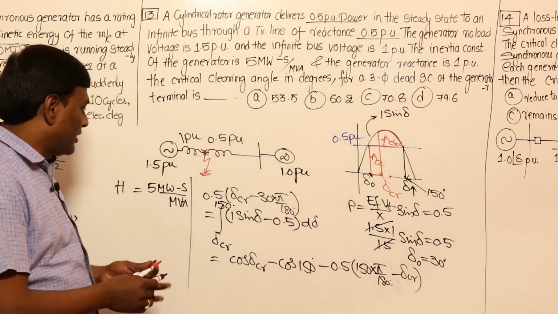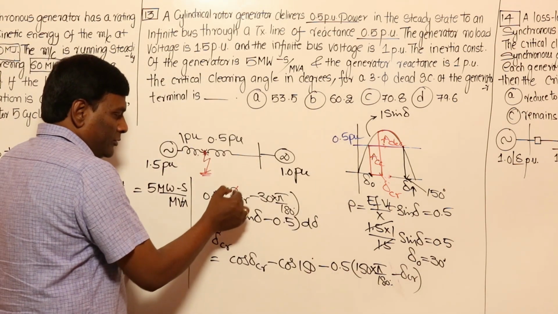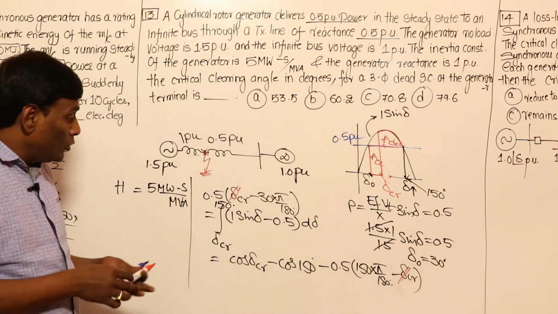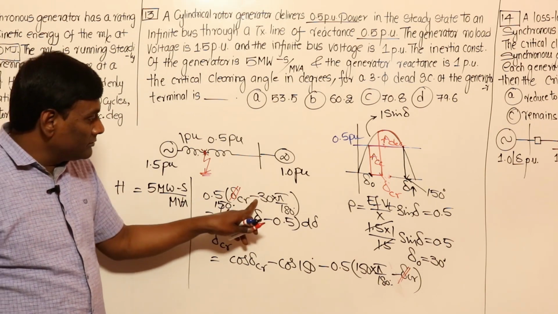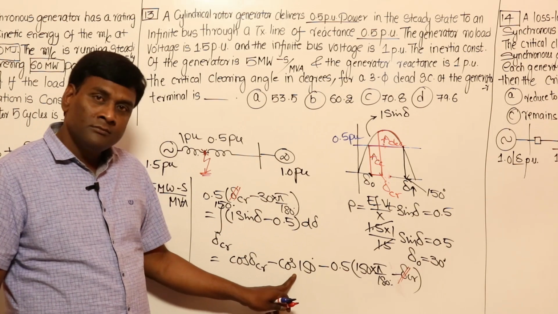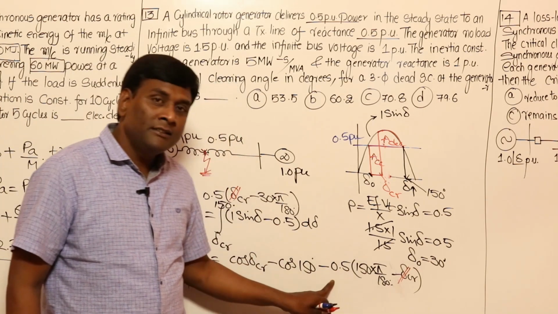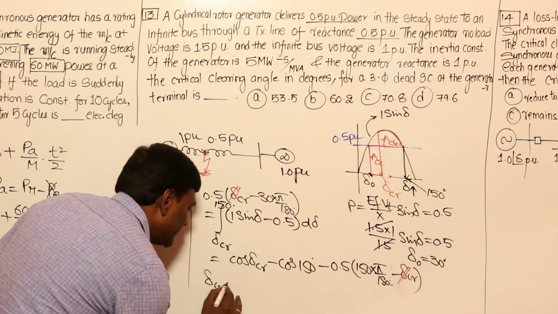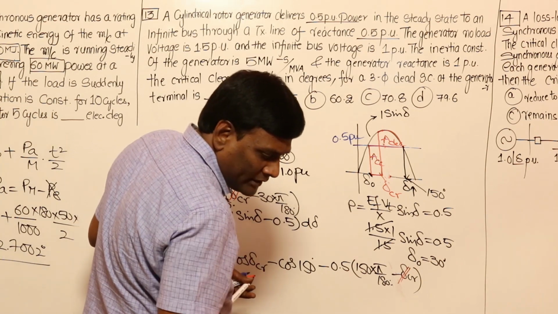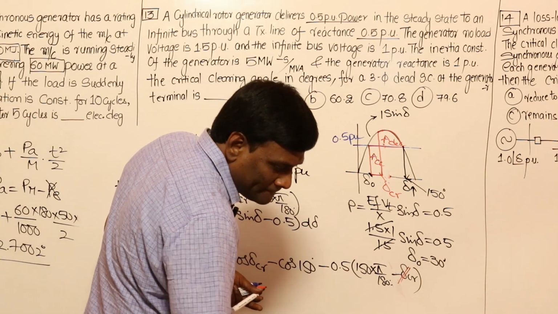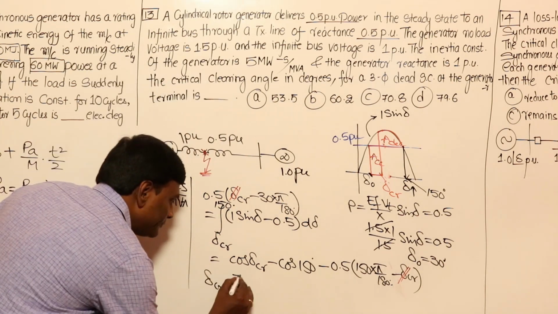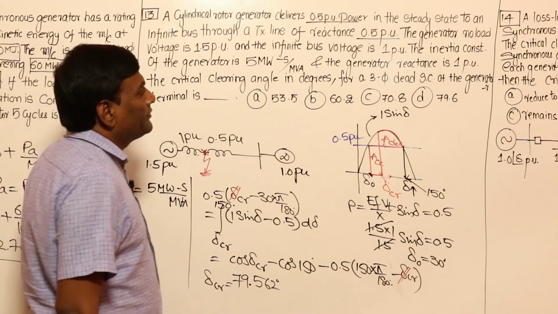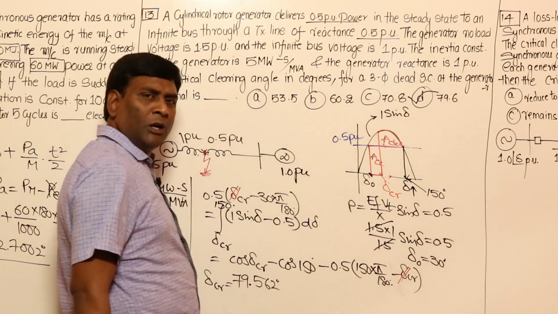Problem solved. Because here 0.5 into delta CR, minus into minus, plus 0.5 delta CR will get cancelled. So what is unknown now? Here on the left hand side, 0.5 something, some constant. On the right hand side, constant. Delta CR has to be found. So calculate delta CR, equal to cos inverse of something will come. I got delta CR value as 79.562. Okay, 79.56 or 79.6. Problem solved.